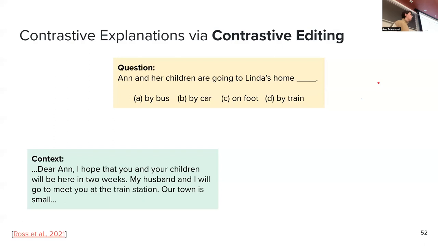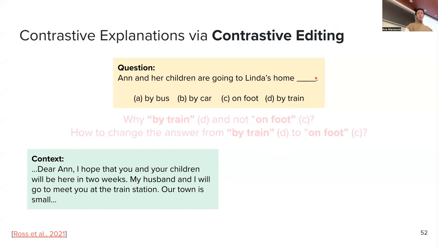And a quick reminder, we had this example of reading comprehension. We have the question: Anne and her children are going to Linda's home. You have been given four options: by bus, car, foot, or train. The context is: Dear Anne, I hope that you and your children will be here in 2 weeks. My husband and I will go meet you at the train station. Our town is small, which hints that the answer is by train.